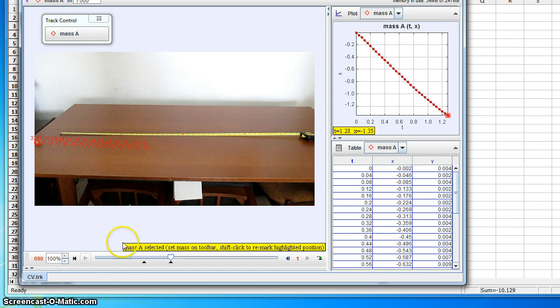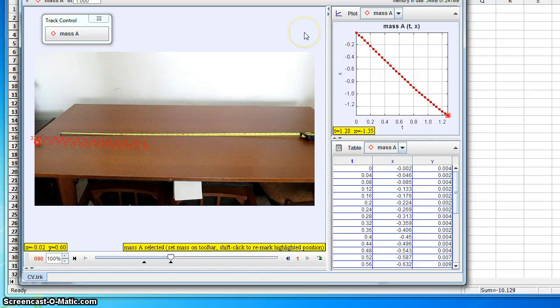That went by really fast, but as you can see in the upper right, because we're moving to the left, the position vector has a negative slope, and it looks quite linear.